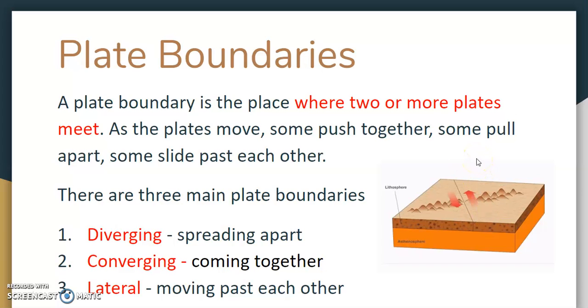There are three main plate boundaries, as we talked about in class. Diverging means to spread apart, to break apart, to no longer be beside each other. Converging is the opposite of diverging. That is when two things hit each other, or come very close to each other, or meet. And then lateral is when two things move past one another without really interacting. They don't collide, they don't spread apart, they're just moving. It's called parallel to each other.